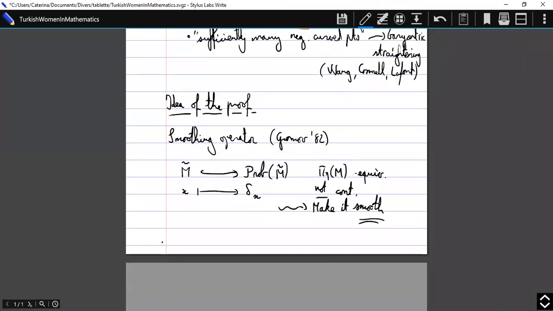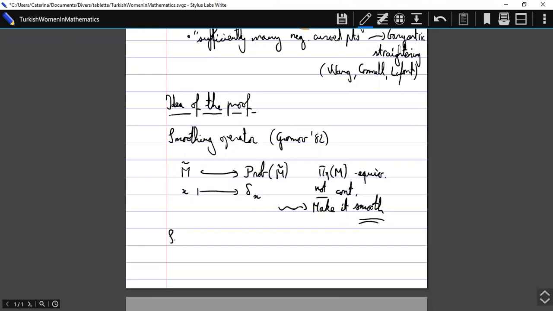I will stop in 1 minute, excuse me. So a smoothing operator is a map S from M tilde to the probability measures of M tilde that is pi_1(M)-equivariant and smooth.